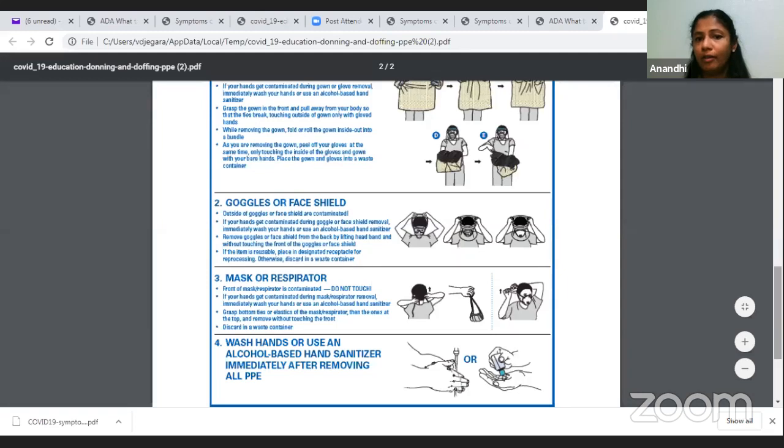But if you're going to save your mask, again, like I said before, before you touch your mask, after you remove your face shield, wash your hands with soap and water. Then take your mask off. Again, you wash your hands. Yeah, this is the proper way of putting on your PPE and removing your PPE.